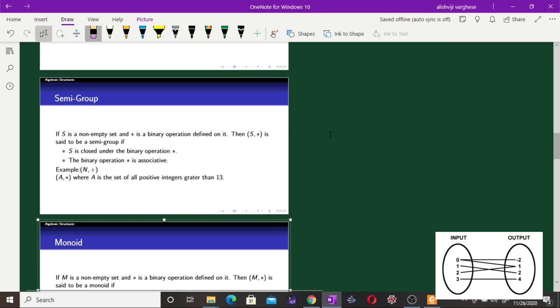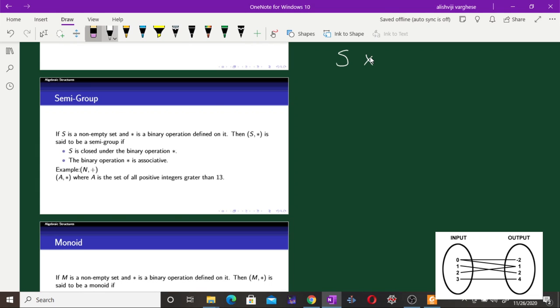First we start with the definition of a semigroup. Here we have a non-empty set capital S, and star is a binary operator defined on S. Then S star is said to be a semigroup if it is closed under the binary operation. That is, if we take two elements a and b from S, then a star b belongs to S itself. Then the second condition, the binary operation star is associative. If we have these two properties, then S star is said to be a semigroup.